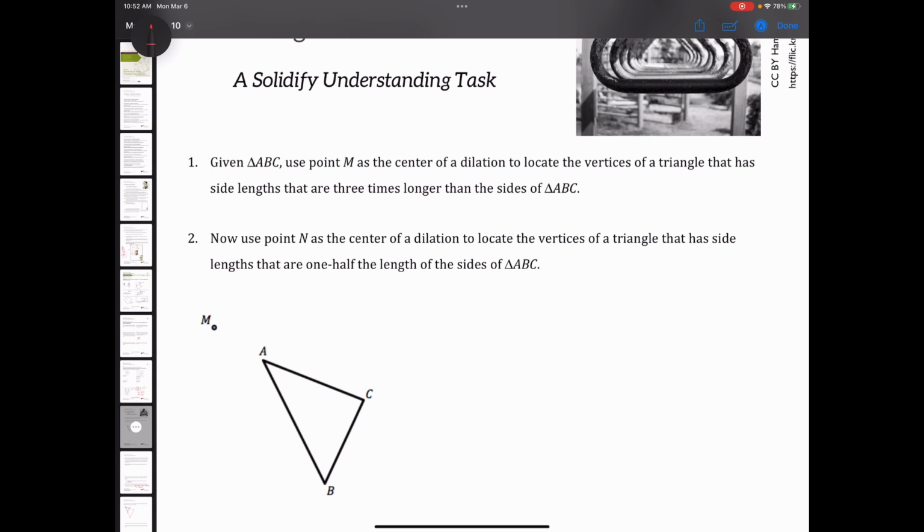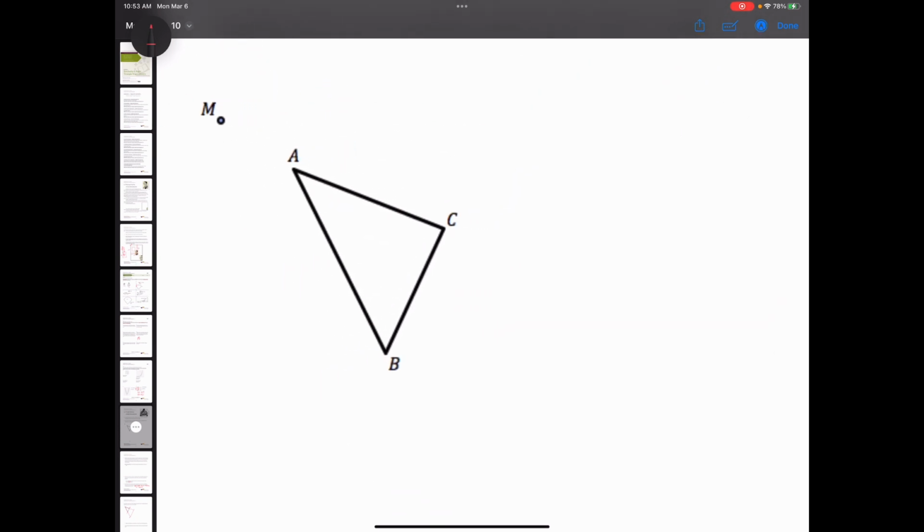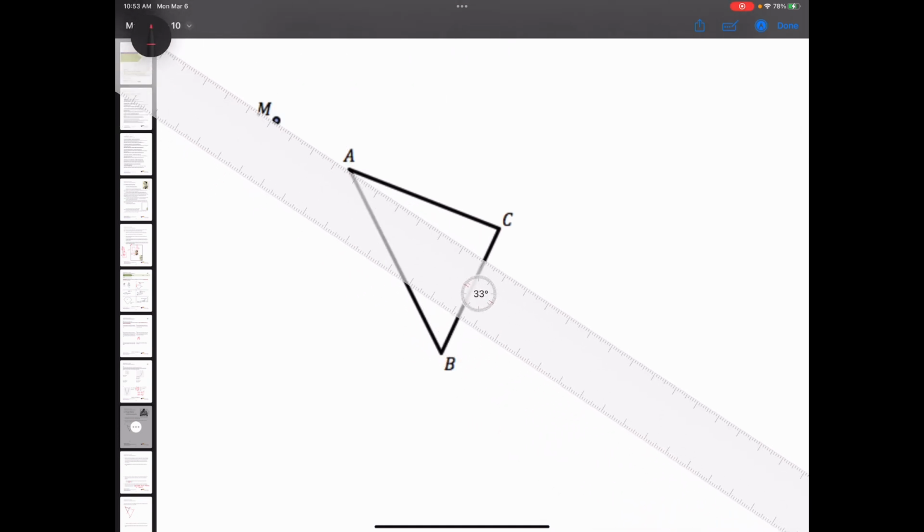So we are going to use rulers here today. But before we do, how can we find 3 times longer? What do I need to do? You need to first measure the lengths of AC and BC. That is one way to do it, but I'm going to show you an easier way because we need it to be exact. We need to construct it. So the distance between point M and A.